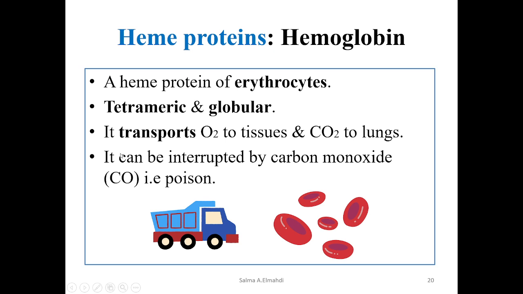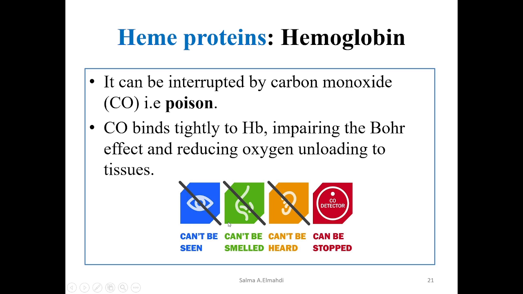The function of hemoglobin can be interrupted by carbon monoxide, which is a poison to the function of hemoglobin. Why? Because carbon monoxide binds tightly to hemoglobin, which inverts the Bohr effect and will reduce oxygen unloading to tissues. At the end of the discussion, we will talk about the Bohr effect, and we will know what it is and why it is important for oxygen delivery.